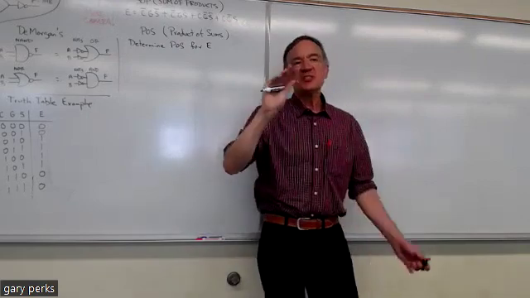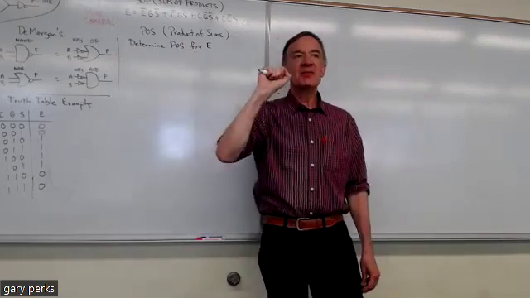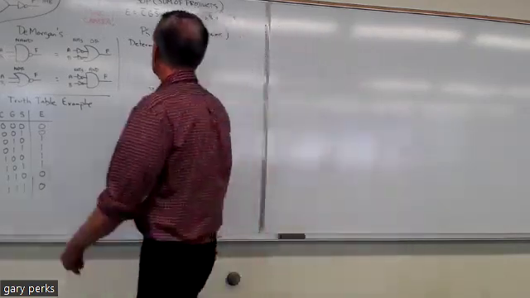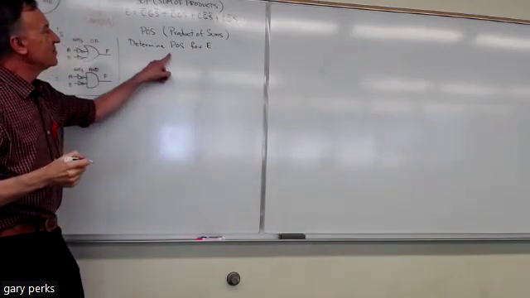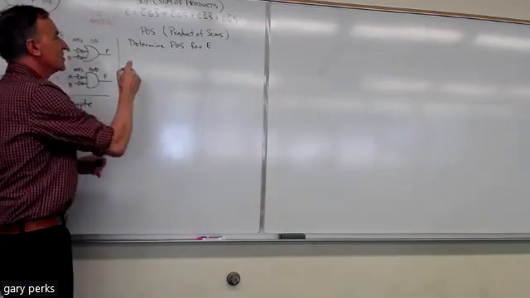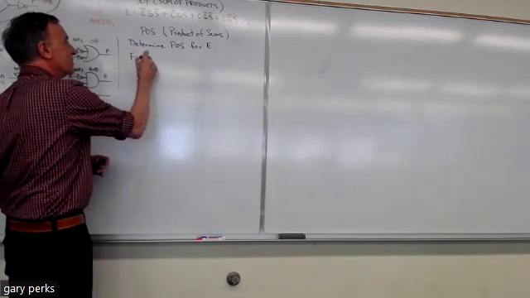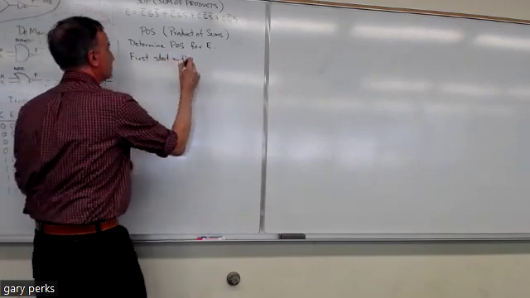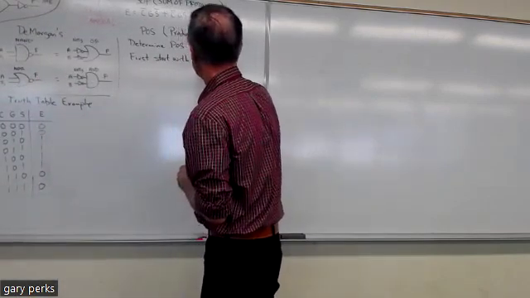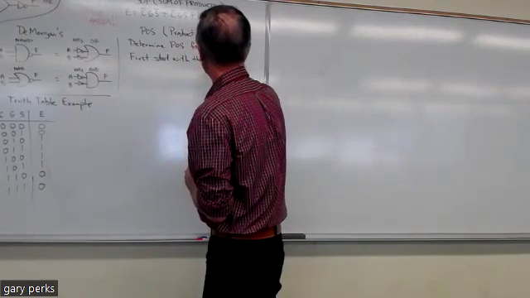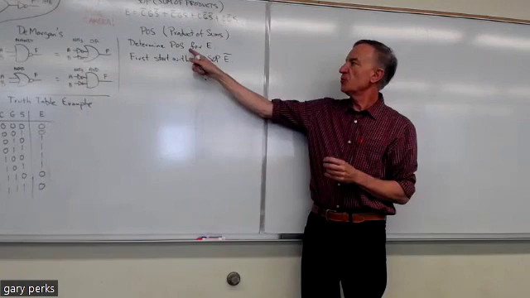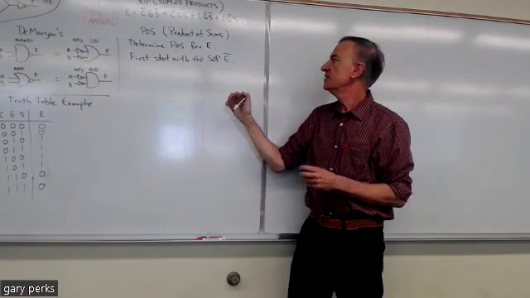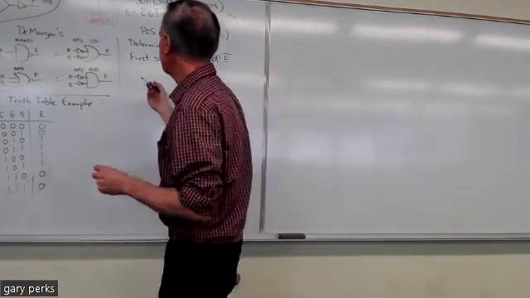In order to do this, and I'm just going to tell you this at this point, but by the time we finish, hopefully you'll see the reason why. But just take my word for it that for now, to get the POS for E, we first have to start with the SOP for not E. Okay, so we want to get the POS for E, but to do that, we have to start with the SOP for not E. And again, you're going to see why coming up. Just believe me at this point.